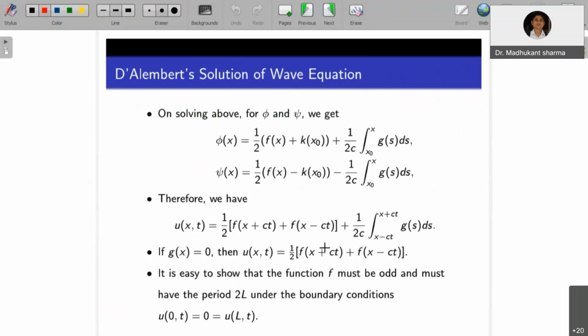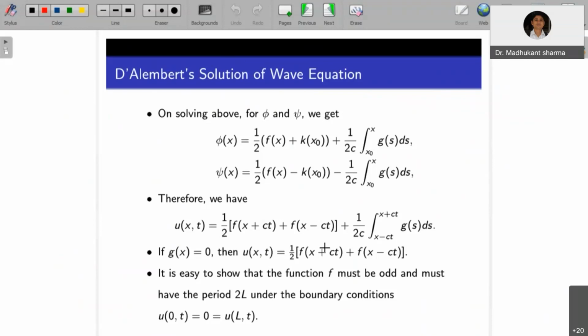So this is for a finite length string. What will happen if you have a semi-infinite string at least? It means one end is tied up at 0 and the other end you don't know where it ends, and the string is still elastic. So let's have an example, and we are going to take the help of the Laplace transform.